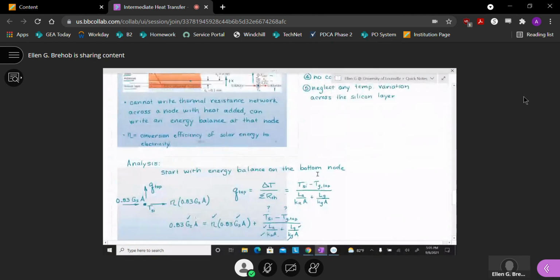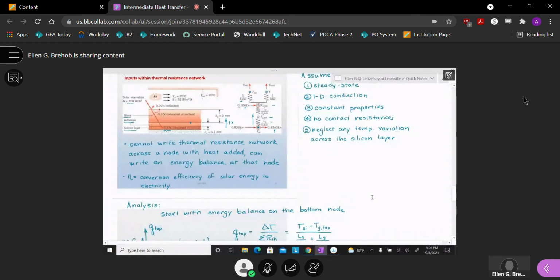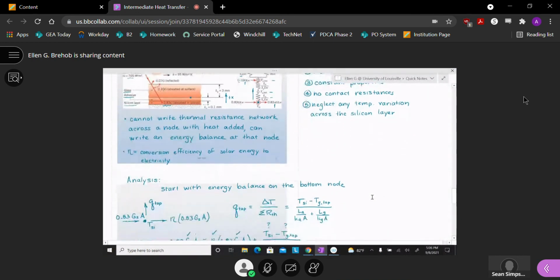Yes, 83% is the fraction of solar energy that gets to the silicon. The eta, okay. Eta is how much of that you convert to electricity. Okay, that makes more sense. Thank you.